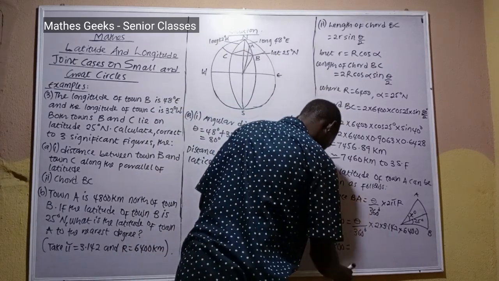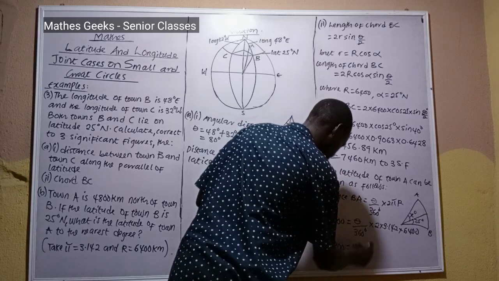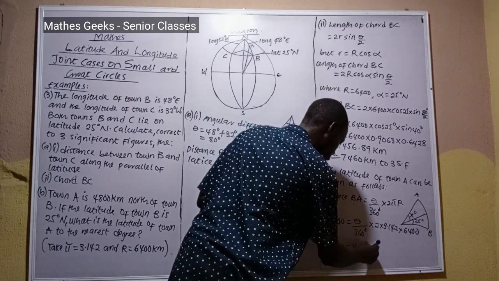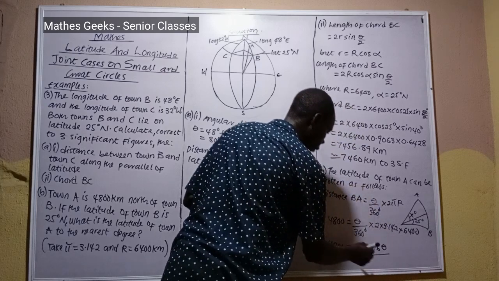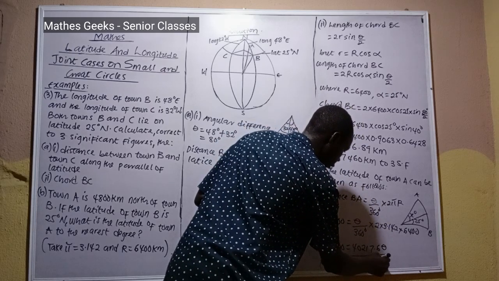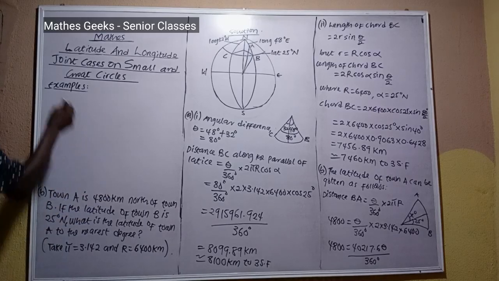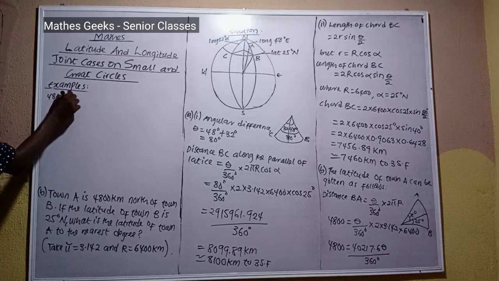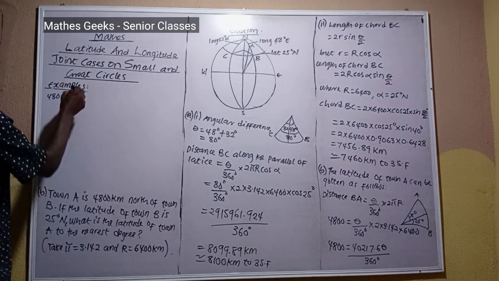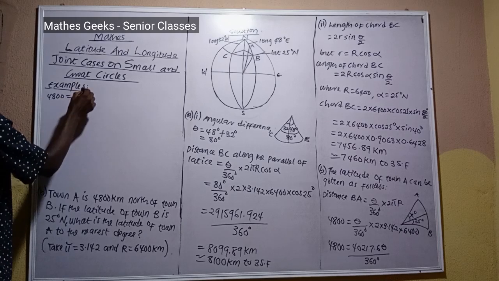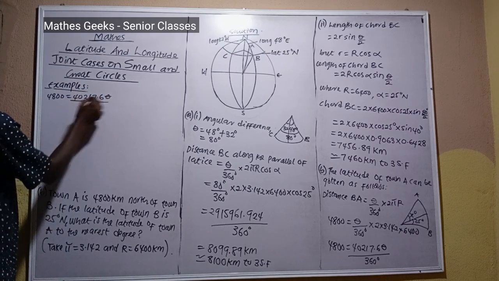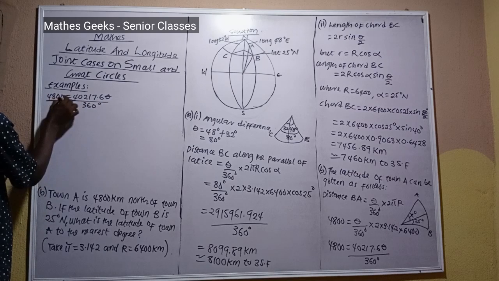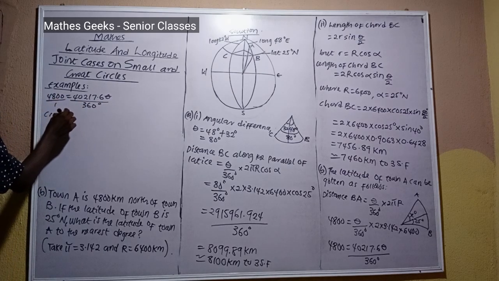So 40217.6 times theta divided by 360 degrees. So what you have there is 4,800 equal to 40217.6 theta over 360 degrees. So cross multiplying.